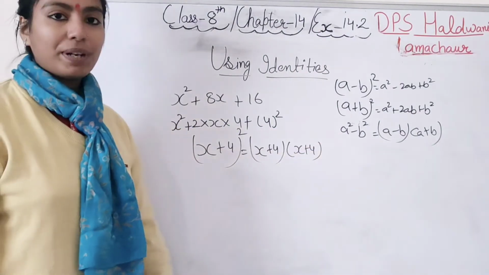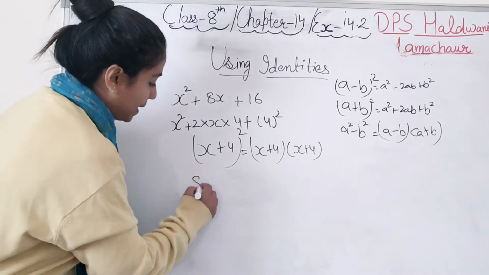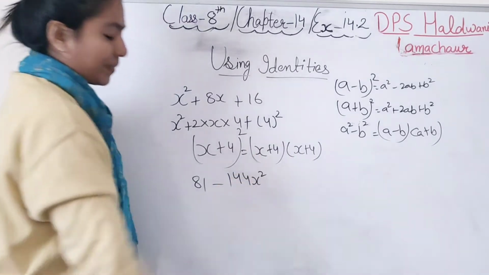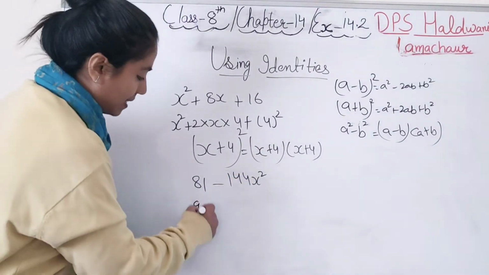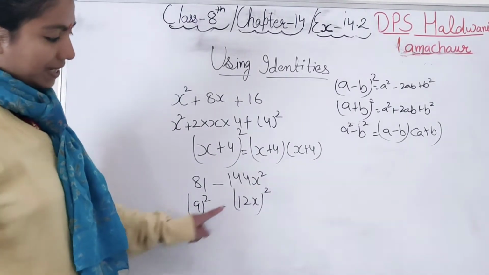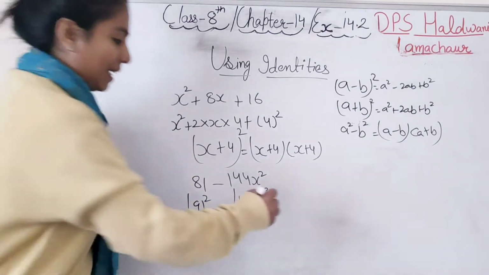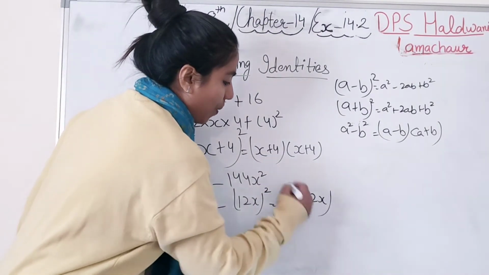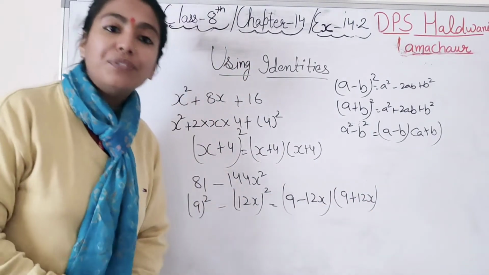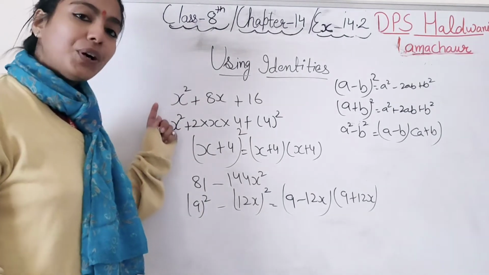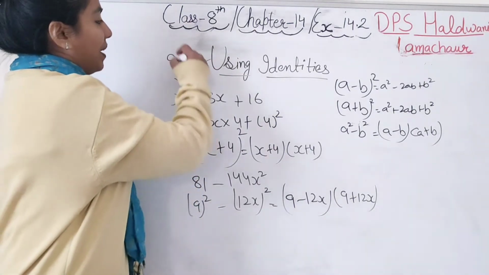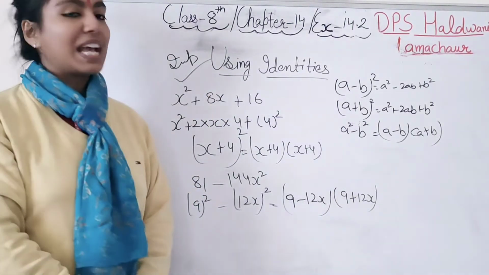For example, a square minus b square. Suppose the expression is 81 minus 144x square. See, students, 81 is 9 square and 144x square is (12x) square. So for a square minus b square we can write the formula (a minus b)(a plus b), that is (9 minus 12x)(9 plus 12x). All you have to see is whether it is forming an identity or not, and then directly you can put the identity and write down the factors. So this was the very first topic of exercise 14.2, which is very important.